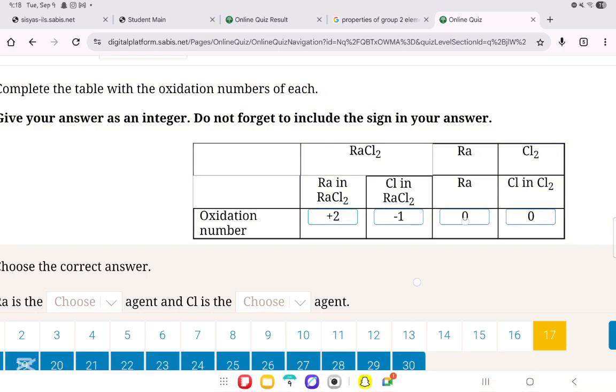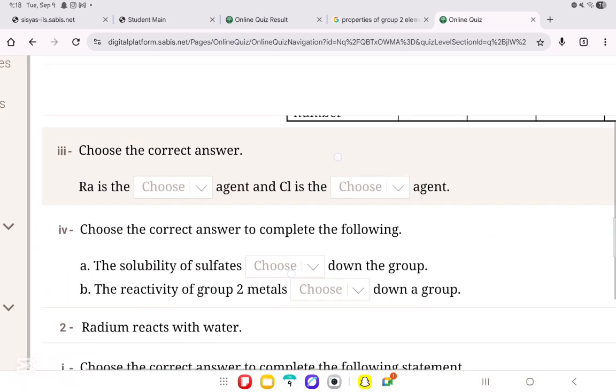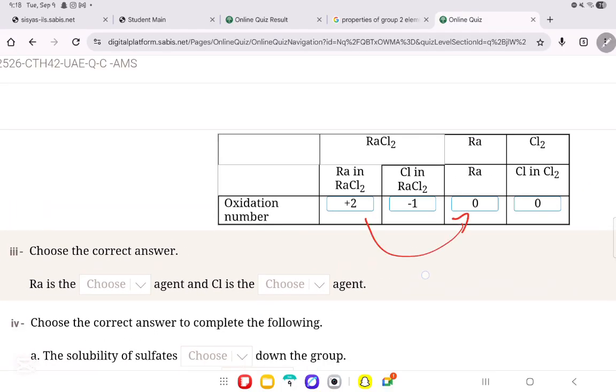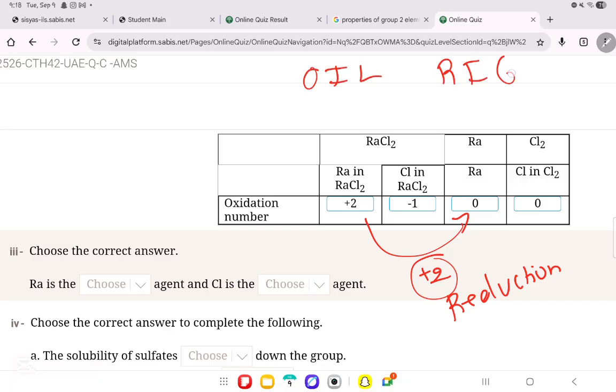Now we move down here. Radium is the what? So radium is the oxidizing agent. Why? Because it is gaining electrons. And we know that the gaining of electrons is reduction. So that means the radium underwent reduction. How do I know? Just remember OIL RIG. What is OIL RIG? Oxidation is loss, reduction is gain. So reduction is a gain of electrons. I gained 2 electrons. That means Ra underwent reduction. So it's the oxidizing agent.